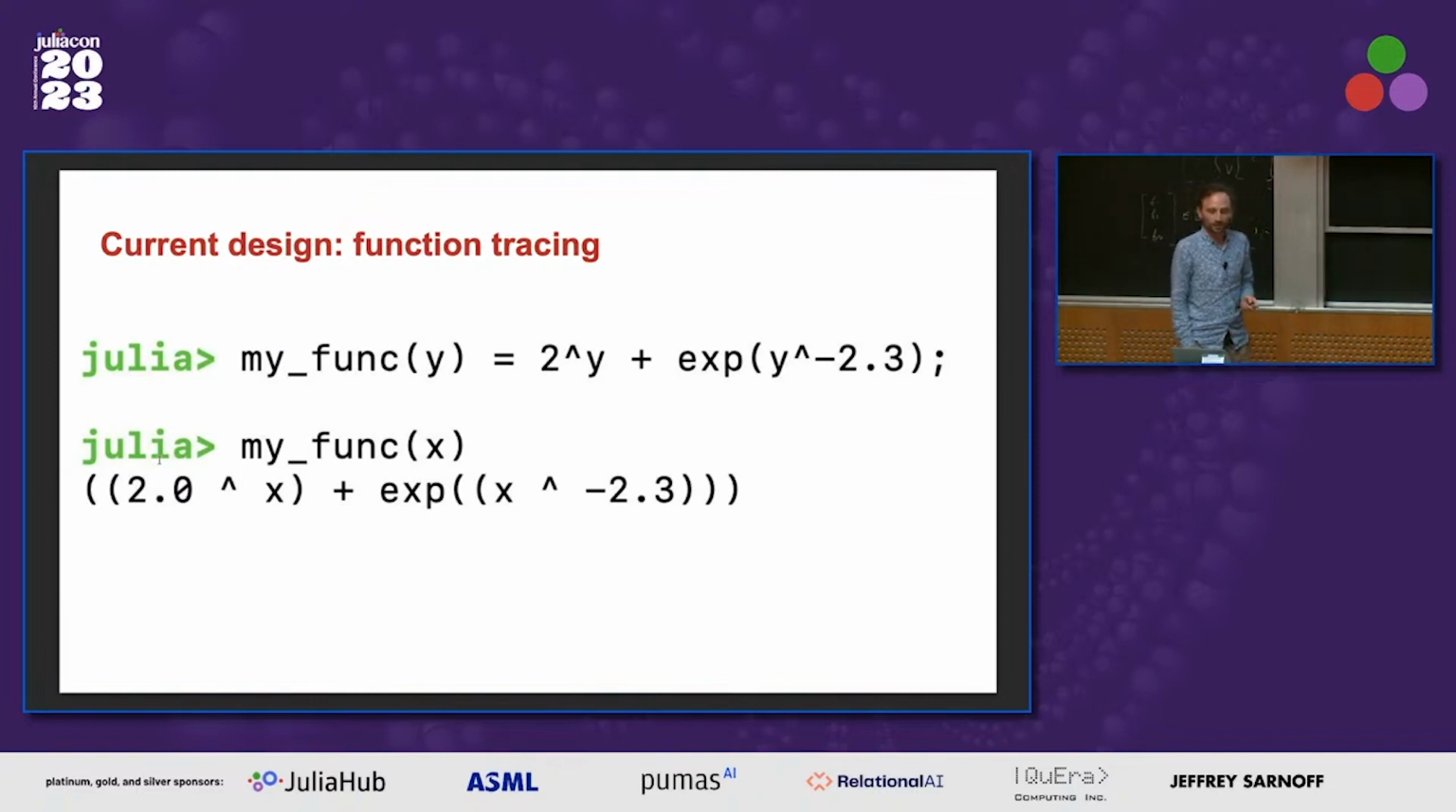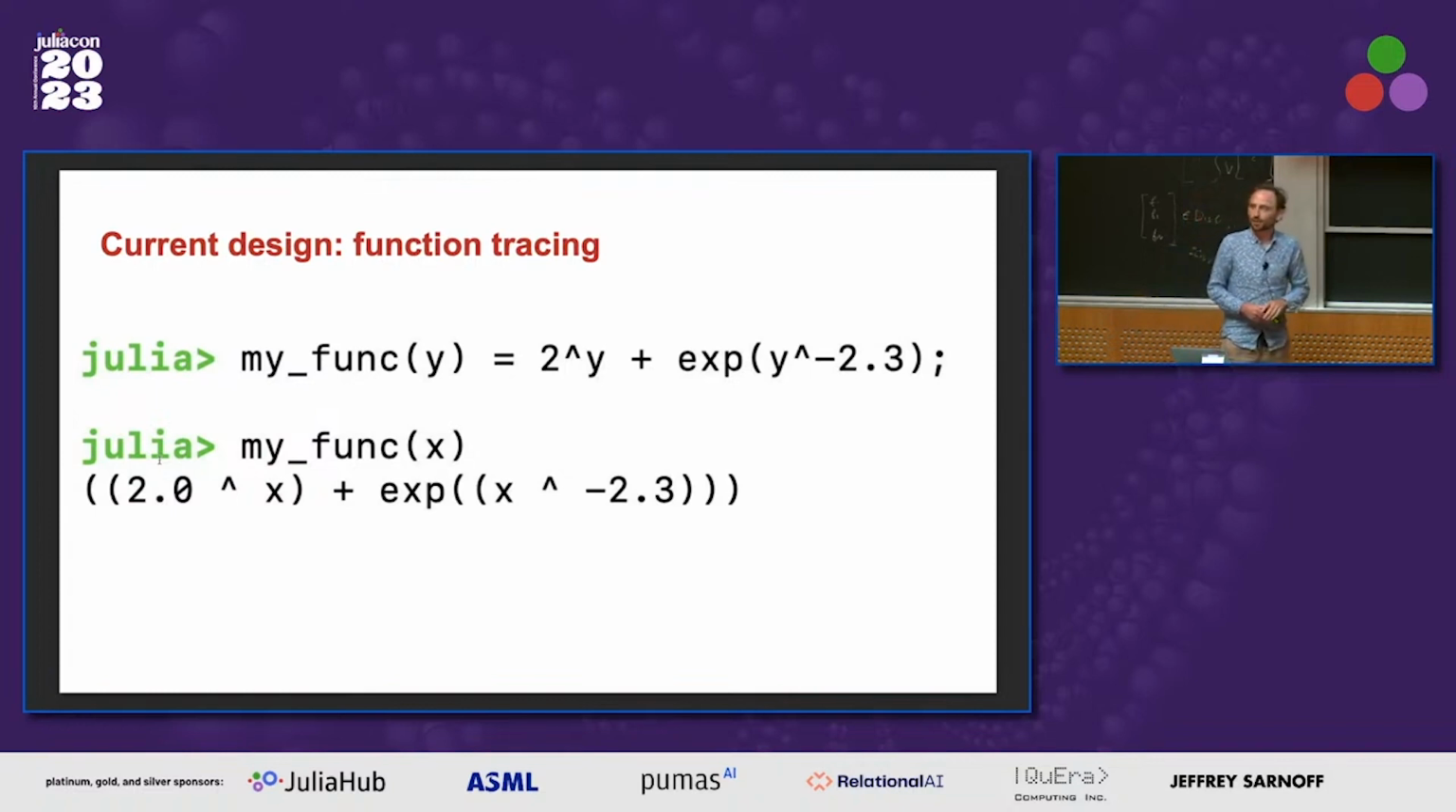Another interesting thing that kind of plops out and is directly related to what I just said is function tracing. So now if you write down a Julia function and you don't type the input, then if you call that function with a JuMP variable, we just try and use operator overloading to build that nonlinear expression. So here I create a function myfunc, which is 2 to the y plus x above y to the power of minus 2.3, and it builds that expression.